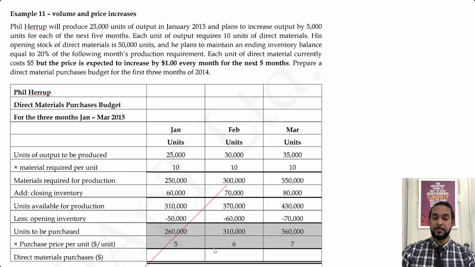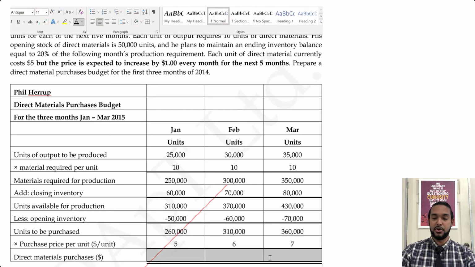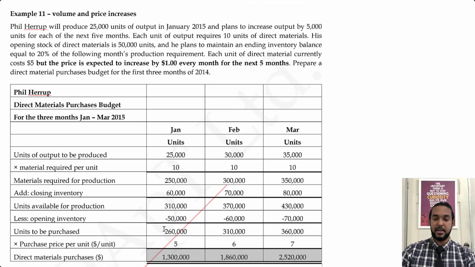And now we simply multiply going down in each column. 260 by 5 will give us 1.3 million. 310,000 by 6 is 1.86 million. 360 by 7 is a little more than 2.5 million. All right, so as we see, things don't always stay static and simple, but we need to know how to deal with it. So time for a question for you guys to try.